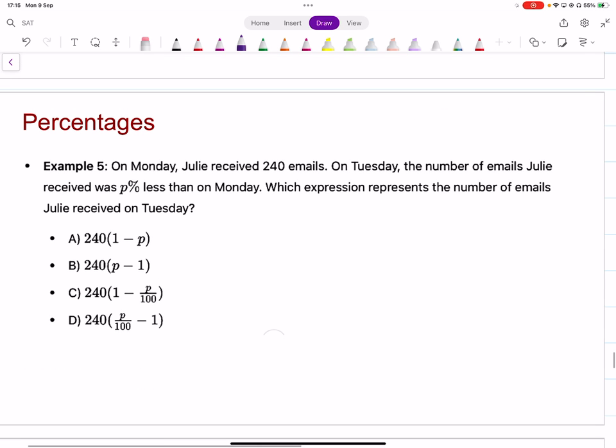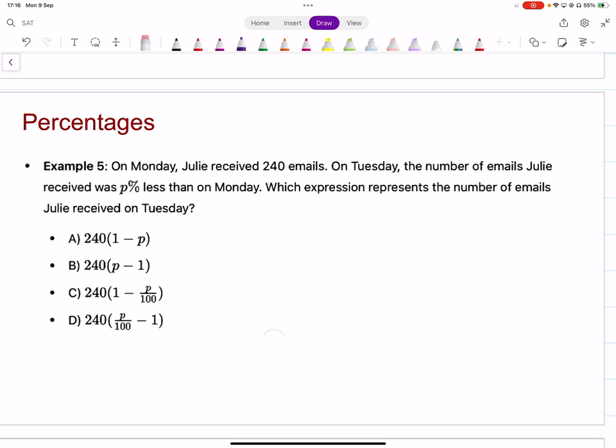All right, let's have a look at this. On Monday, Julie received 240 emails. On Tuesday, the number of emails she received was P% less than on Monday. So she received 240 emails on Monday, and then she received P% less on Tuesday. Which expression represents the number of emails she received on Tuesday? Yes? C? Does everyone agree?